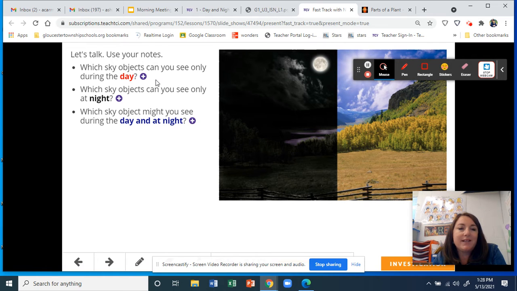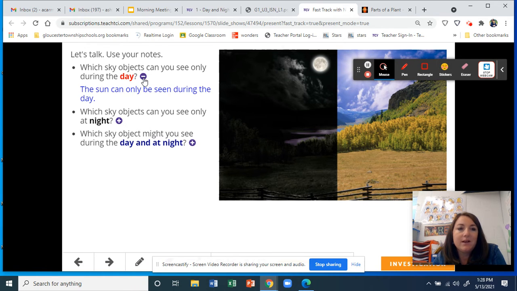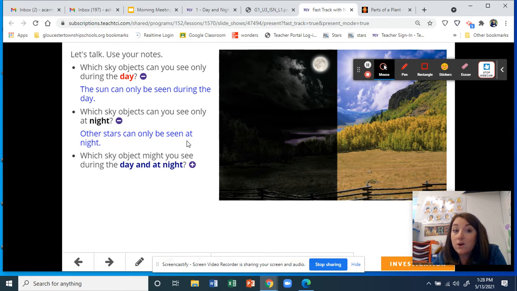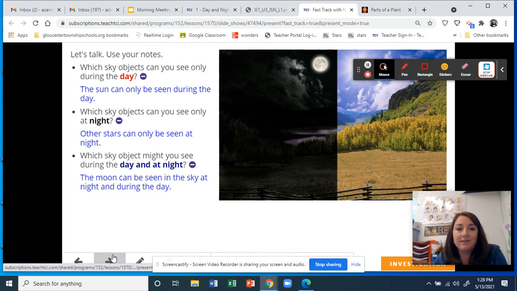Which sky objects can you see only during the day? The sun can only be seen during the day. Which sky objects can you see only at night? Other stars can only be seen at night. Which sky objects might you see during the day and night? The moon can be seen in the sky at night and during the day.